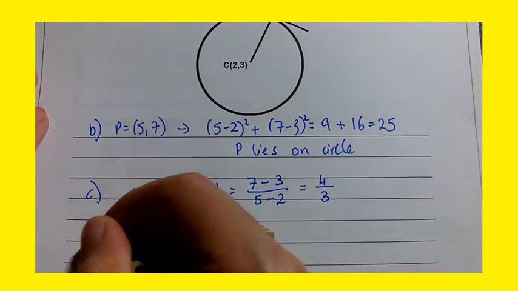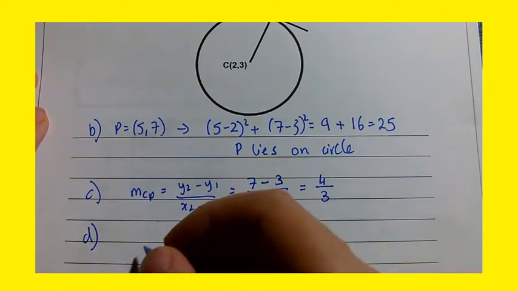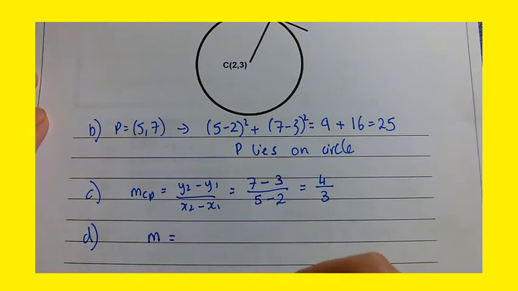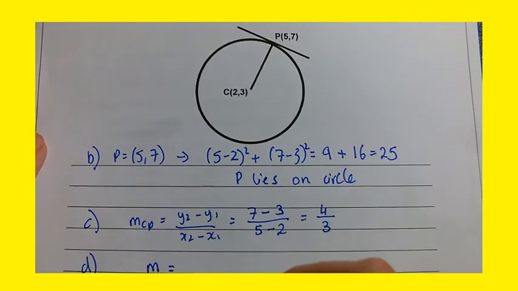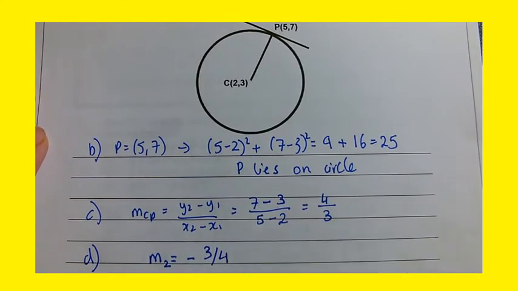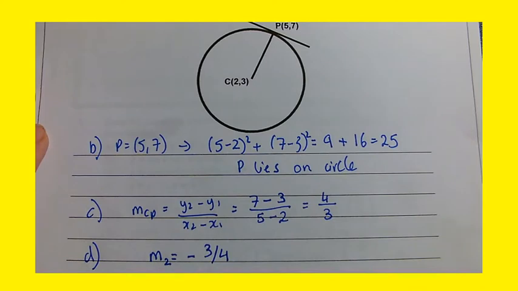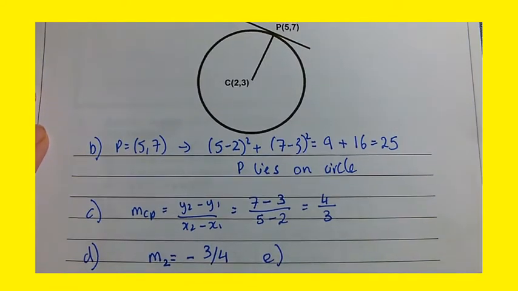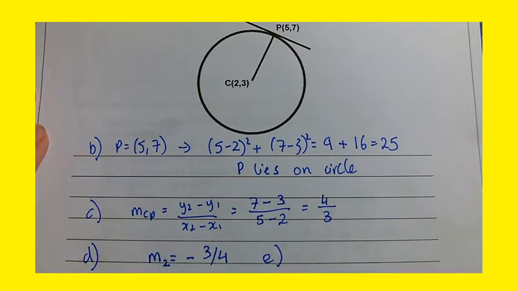Right, part D. Find the gradient of a line which is perpendicular to CP. So if I have a gradient of a line perpendicular to CP, I'm going to call that M2, that will probably be minus 3 over 4. Yeah, we did this in straight lines. You flip the fraction, you do the reciprocal of it, and you change the sign. Hence, find the equation of the tangent and the normal to the circle at the point 5, 7.